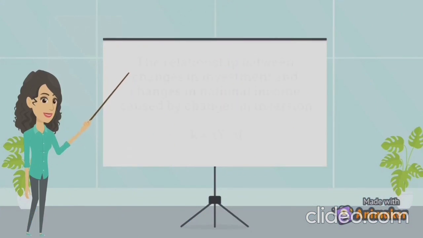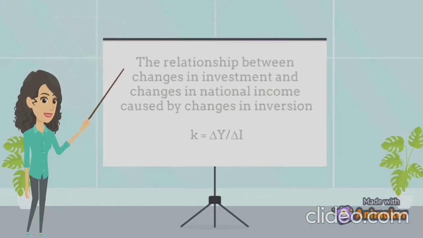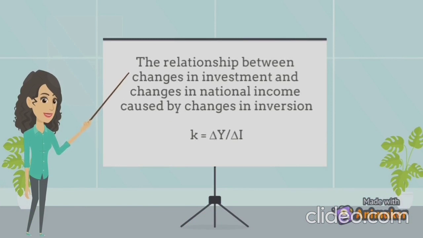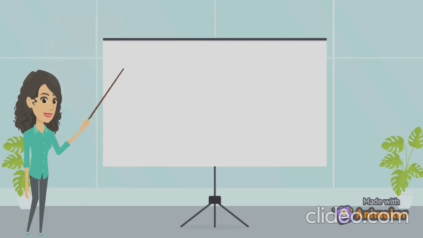First, the definition of multiplier. What is multiplier? Multiplier is the relationship between change in investment and change in national income caused by change in investment. If K is the multiplier, then K equals delta Y per delta I.